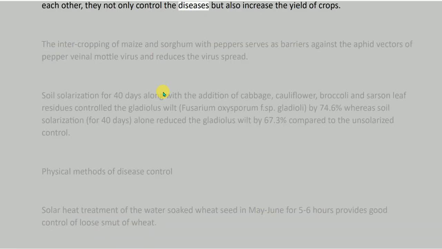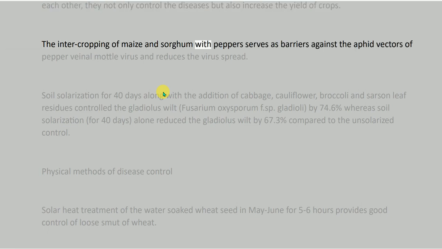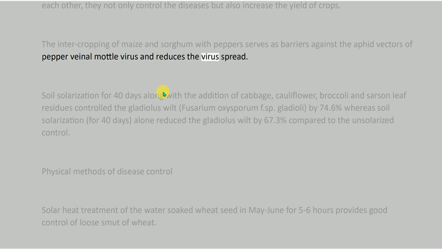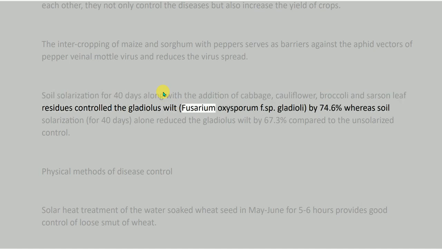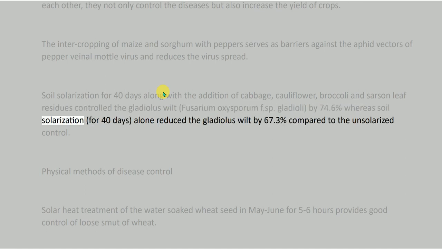The intercropping of maize and sorghum with peppers serves as barriers against the aphid vectors of pepper veinal mottle virus and reduces the virus spread. Soil solarization for 40 days along with the addition of cabbage, cauliflower, broccoli and sarson leaf residues controlled the gladiolus wilt, Fusarium oxysporum f. sp. gladioli, by 74.6%, whereas soil solarization for 40 days alone reduced the gladiolus wilt by 67.3% compared to the unsolarized control.